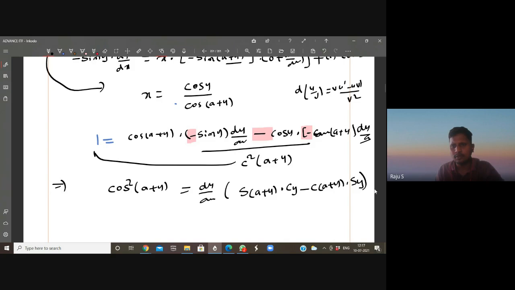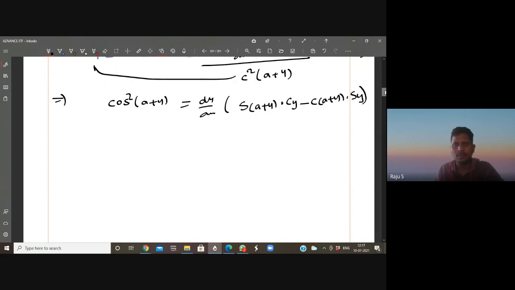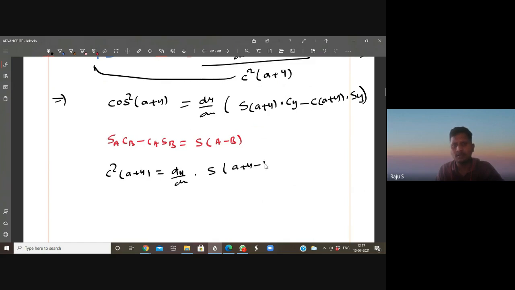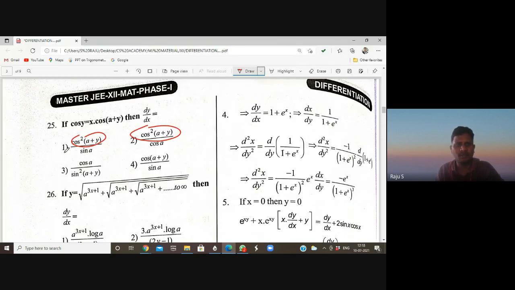So in that case, we'll get directly the form sin a cos b minus cos a sin b. This is equal to what? Sin of (a minus b). Am I right, students? Apply this formula. So cos square of (a plus y) is equal to dy by dx into sin of (a plus y minus y), and the y gets cancelled. So sin a. The answer will be cos square of (a plus y) by sin a. First option.